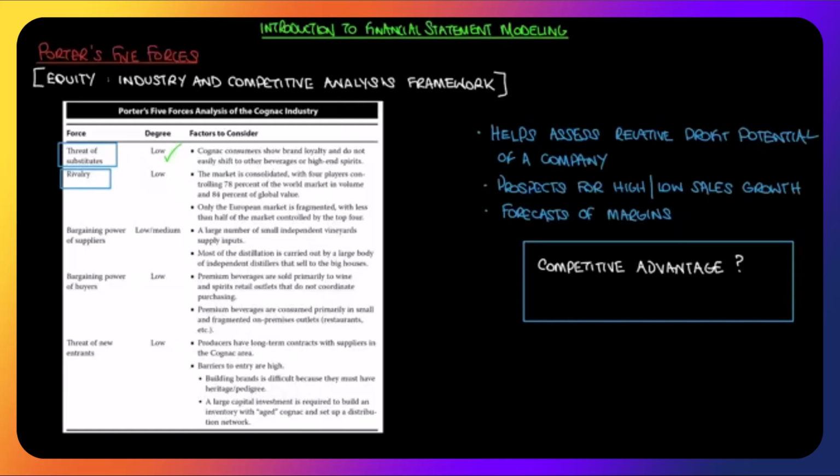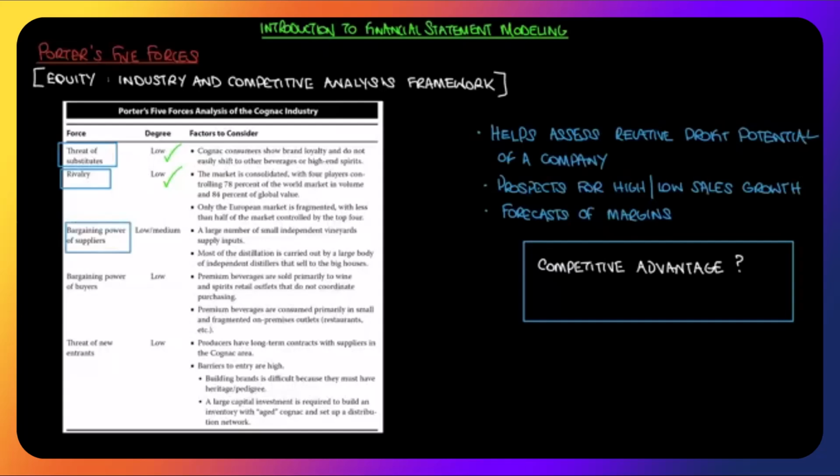What are we told here for the cognac industry? Market is consolidated. 4 players control 78% of the world market in volume and 84% of global value. And there is low rivalry. It is a high-end product. It is not like beans in Tesco's, the grocery store. They don't drop it down to 2p to try and sell it. It is a luxury product. So they keep their prices high. There aren't any other producers who can come in because, and if you read the background of the case, it's highly controlled who can actually make cognac and call their product cognac. It's geographically restricted.